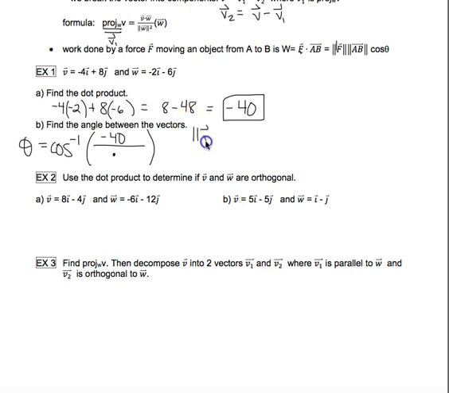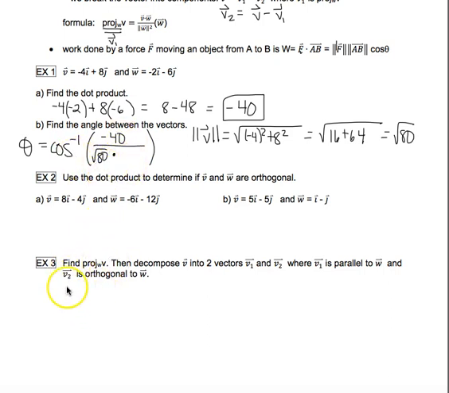So the magnitude of vector v is the square root of a squared plus b squared, so negative 4 squared plus 8 squared. So that gives me 16 and 64, which is the square root of 80. There's no need to simplify that because we're going to be putting it into our calculator anyway, so it doesn't really matter if we simplify the radicals in this case.